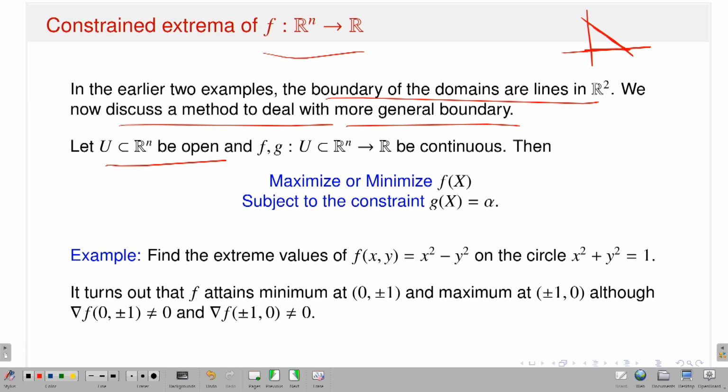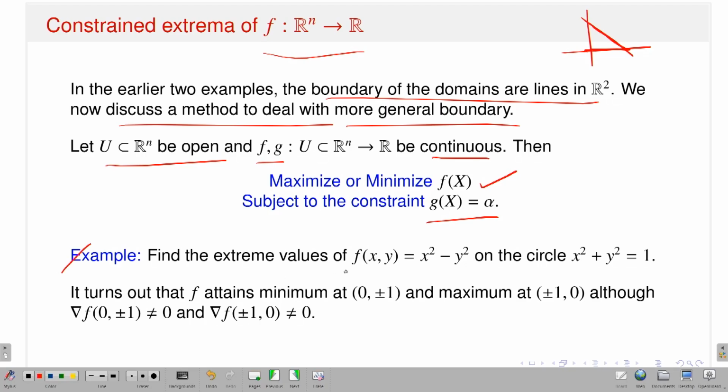So let U be an open subset of Rn, and f and g two continuous functions. I want to maximize or minimize or extremize my function f of x subject to the condition that g of x is equal to alpha. Since I am dealing with a constrained extremum problem, you have to be careful. Just solving partial derivatives, equating to 0 and getting the point, that method will not work, and that is the example I have discussed.